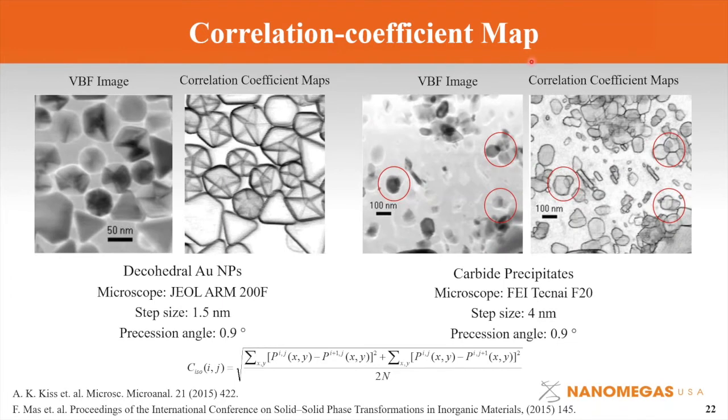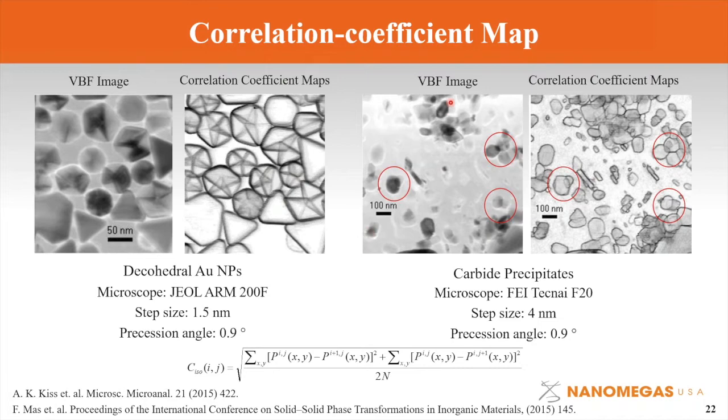Correlation coefficient map is one of my favorite tools because it gives you some insight about the through thickness structure of your TEM specimen, which is quite valuable information, and it's not straightforward to get for transmission techniques. Two examples are shown here. On the left are tetrahedral gold nanoparticles. The virtual bright field image shows some contrast within the particles, but it's rather difficult to make out what they are. And the correlation coefficient map nicely illustrates those are planes within those particles.